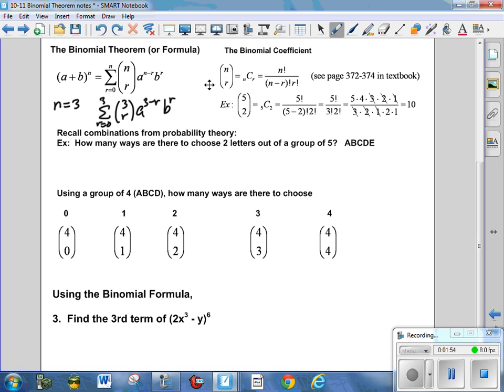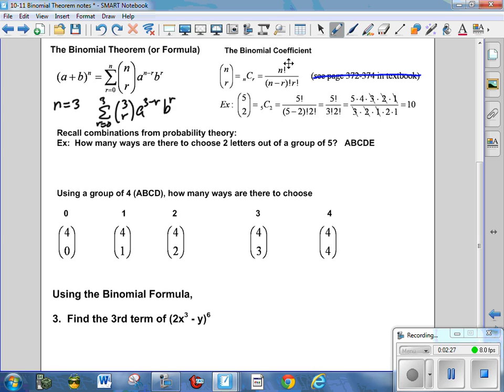This worksheet is organized slightly differently than the one I handed out in class, so bear with me on that. I probably have written things a little bit differently, but it covers the same material. Also, you can ignore the part here where it says "nope in the textbook," since you don't have a textbook anymore. So here's the formula. n select r can also be written as nCr, which is what you might remember as a combination in probability theory from Algebra 2.